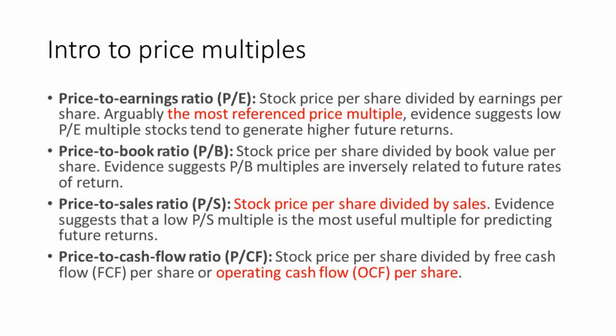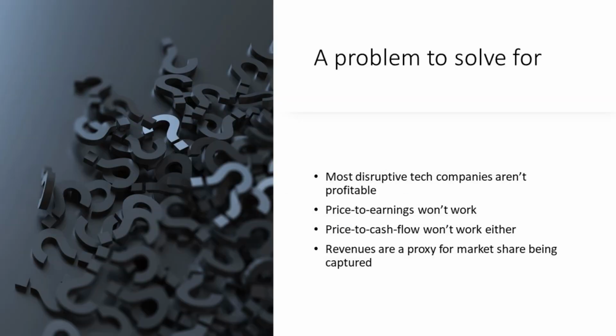It's quite interesting. Now, the problem we're trying to solve for is this. Most disruptive tech companies aren't profitable. So price to earnings ratio, that goes out the window. You can't use it. It won't work. Same with price to cash flow. Though some disruptive tech companies do have positive cash flows, and that's when the rule of 40 comes into play for SaaS firms. We covered that in a recent presentation.